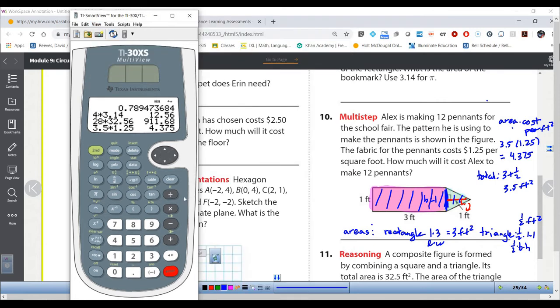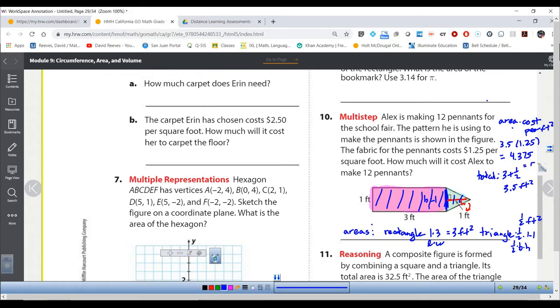Here we go. So now I'm going to do 4.375, or I think I showed you this in another video. When you have the answer there on these calculators, you could just put the operation that's next. 4.375, that's the cost for one pennant. I'm going to multiply it by 12, and here we go. I get 52.50. Okay, 52.5. So $52.50 is the total cost.